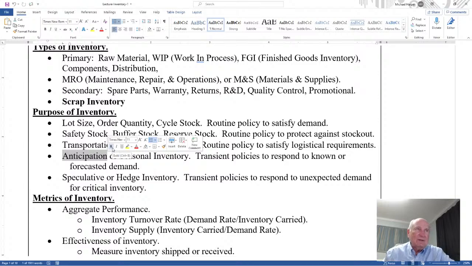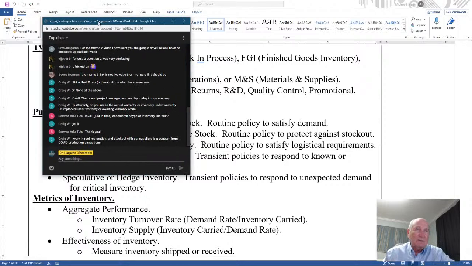Wow, Craig, this is really great. I work in roof restoration. Stock out with our suppliers is a concern from COVID production disruptions.